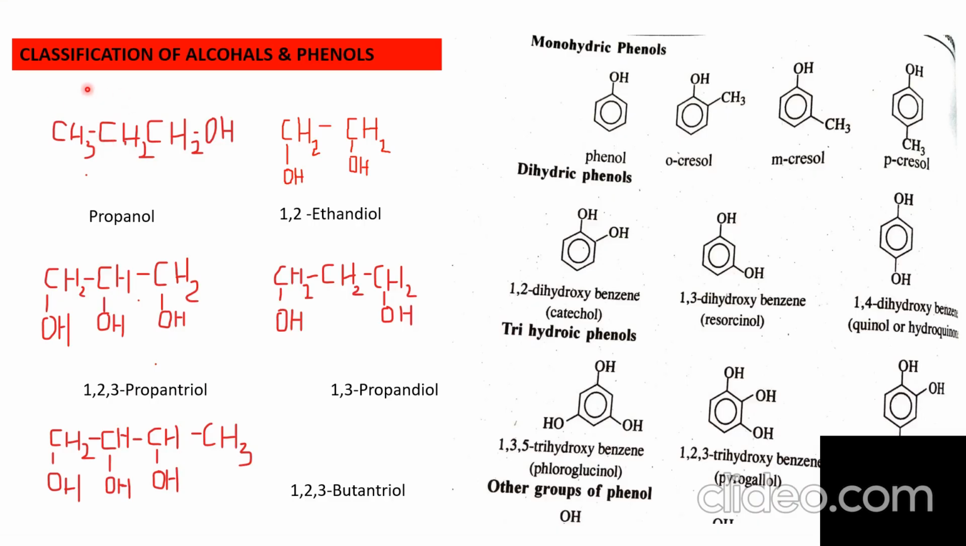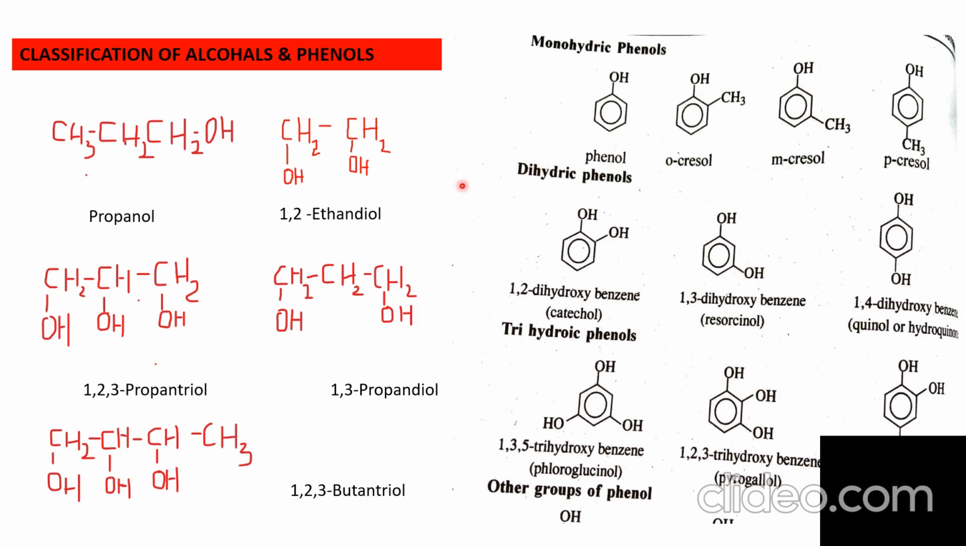Now let's talk about the classification of alcohol and phenols. If two hydroxyl groups are attached to different carbon atoms, we call it dihydric alcohol or diols. And if three hydroxyl groups are attached to three different carbon atoms, we call them trihydric alcohols or triols. A very common example is glycerol.